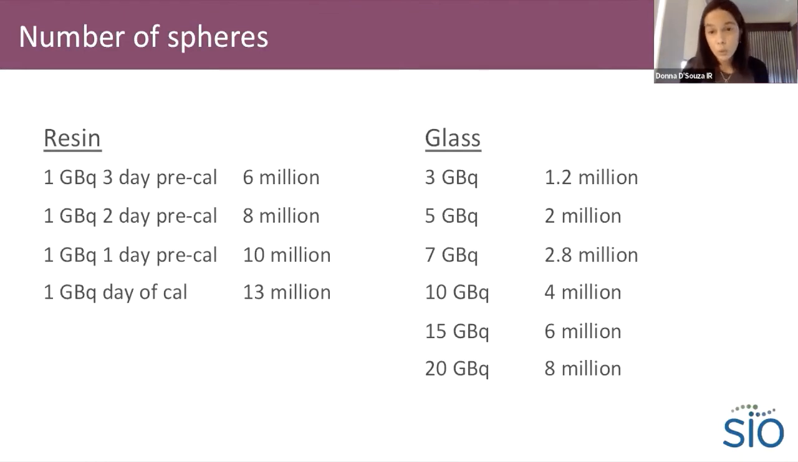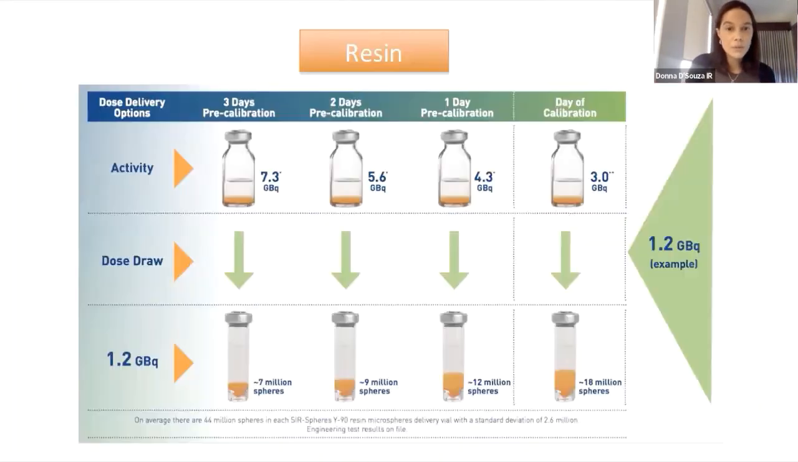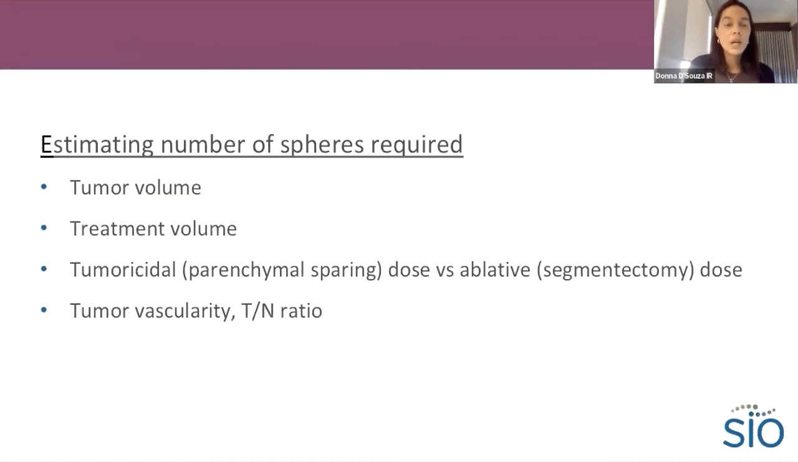And then glass has always had a wide range of sphere numbers available, from 1.2 million to 8 million, depending on the activity vial, and then anything in between, including the custom doses. And so it's important to think about the number of spheres that you're delivering, because you have multiple options. With resin, obviously you can deliver any time of any day. With glass, there is a bit of a restriction, but if your schedule's flexible, then it doesn't matter, because you can deliver hopefully any day that your schedule allows, and you can get the right number of spheres.